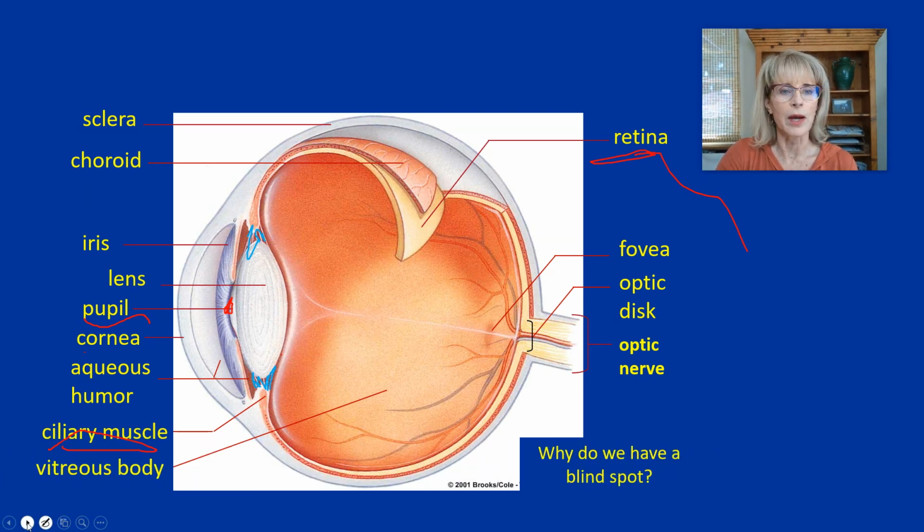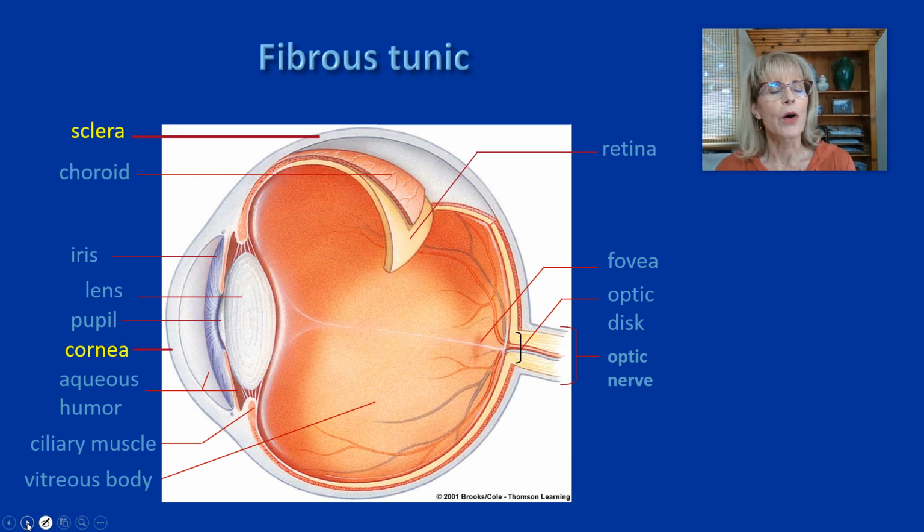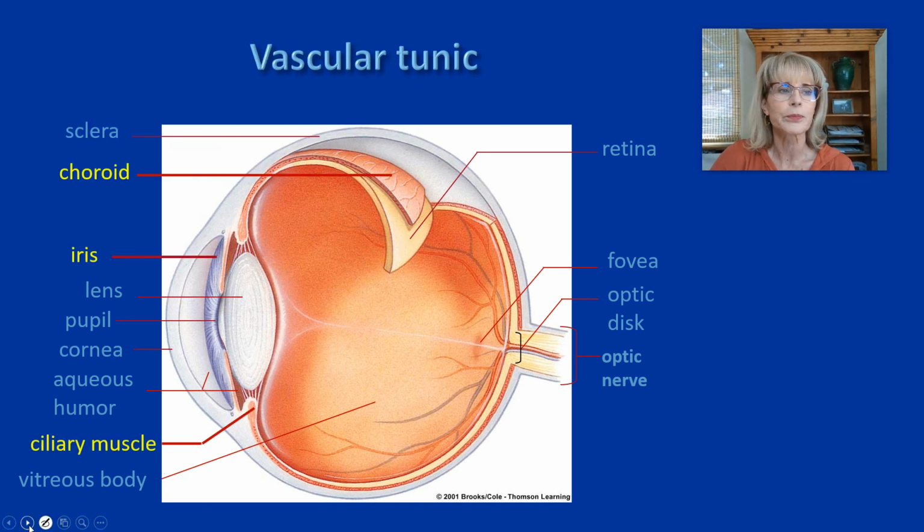Why do we have a blind spot? We'll get to that. So the fibrous tunic is going to be the outside parts of the eye, which are the sclera and the cornea. The sclera is the white part of your eye, sometimes covered with conjunctiva. The cornea is the completely clear glass piece in the front of your eye, and that is our fibrous tunic.